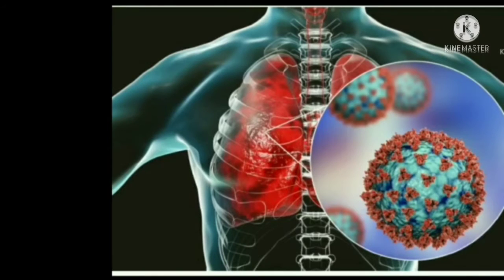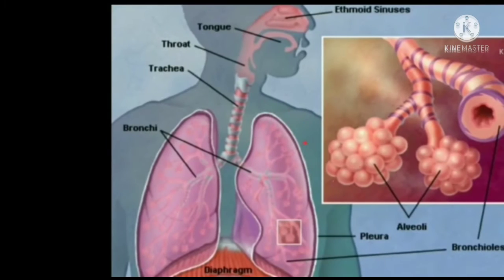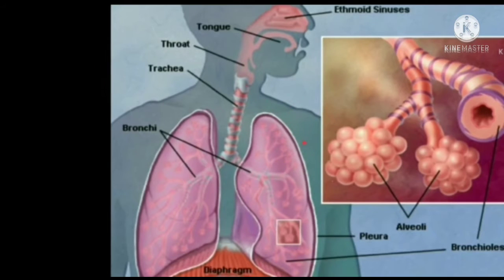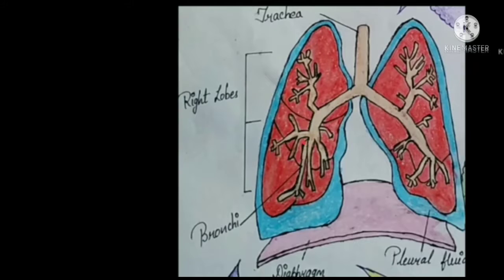COVID-19 directly impacts the lungs and damages the alveoli. The function of the alveolus is to transfer oxygen to the blood vessels, and the first response of the body is to destroy the virus and prevent its replication.